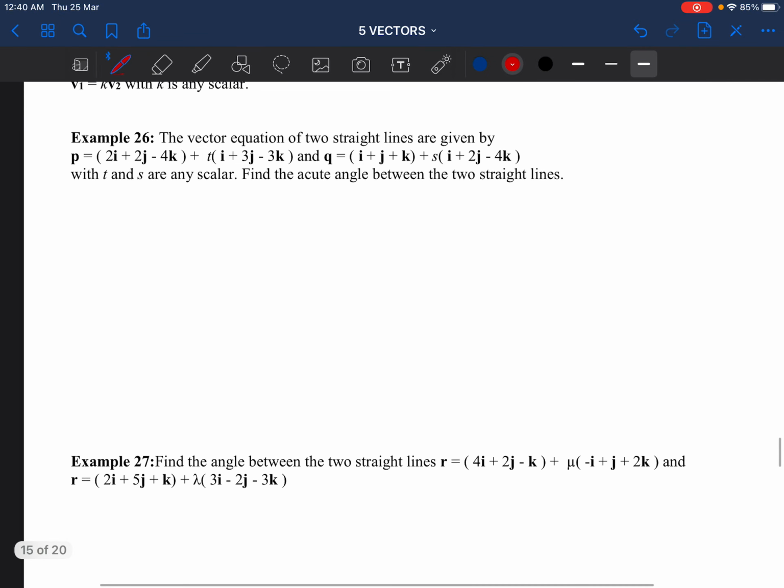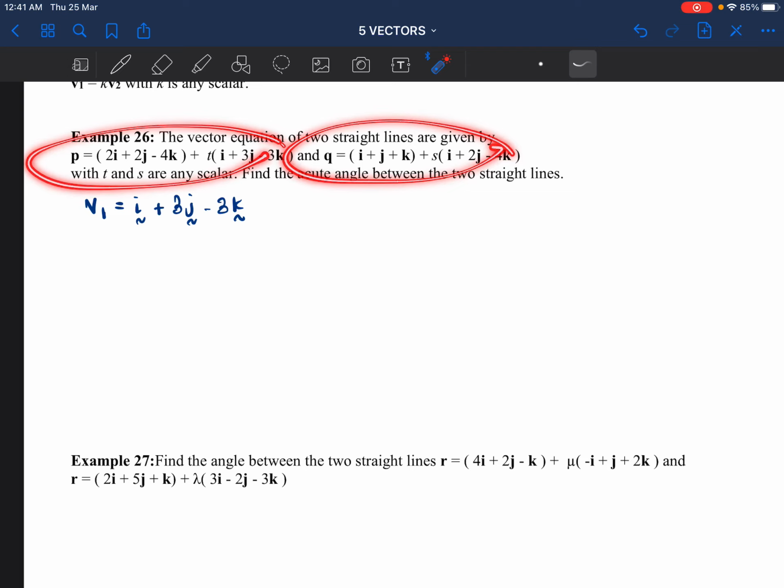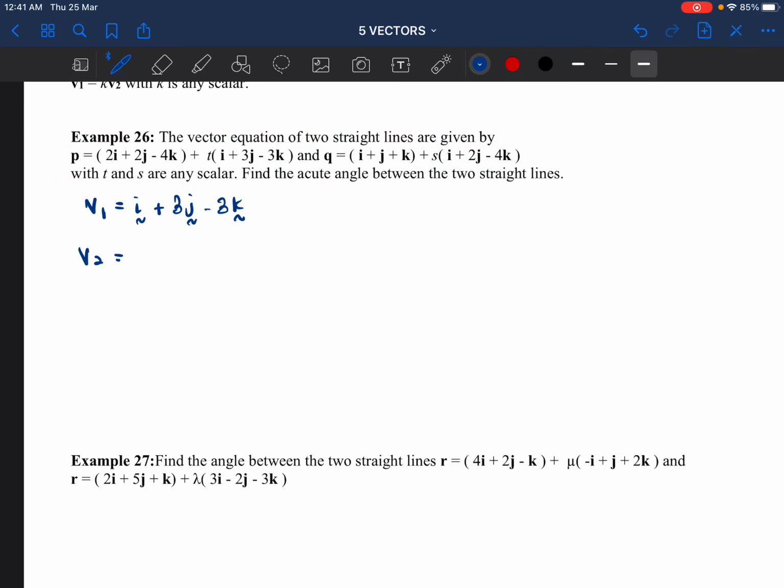Okay, so let's look at example 26. The vector equations of two straight lines are given by P plus T and Q plus S. Find the acute angle between the two straight lines. So we have V1 equals I plus 3J minus 3K. This is your line 1, and this is your line 2. So our V2 equals I plus 2J minus 4K.